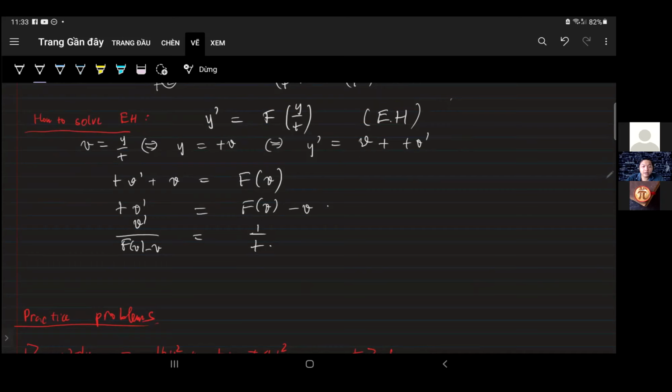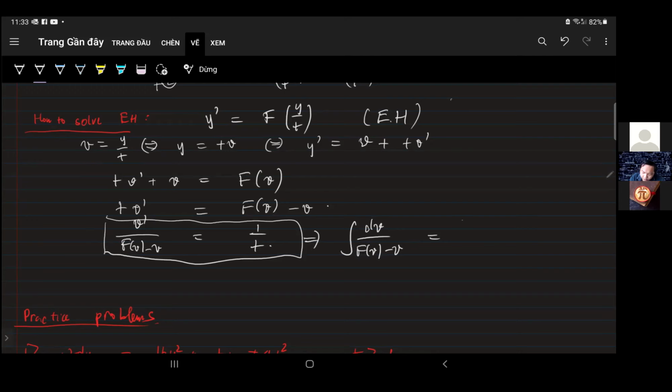Now I have a beautiful formula, right? We know what to do because it's separable. This is the crucial step right here. So just take the integral of both sides, and you have the integral of dv over f of v minus v equal to the integral of 1 over t, right? And as you know, you can easily calculate that. It's just log of the absolute value of t plus some constant, right?